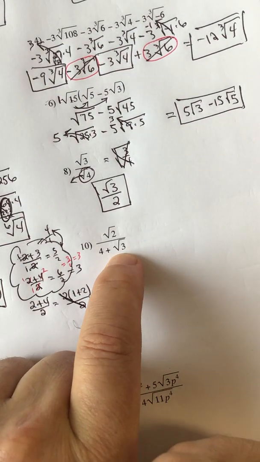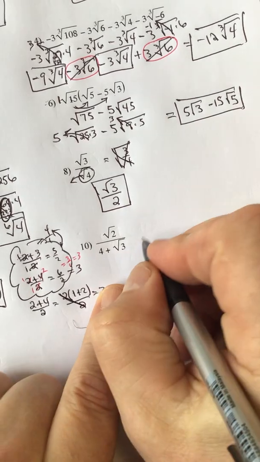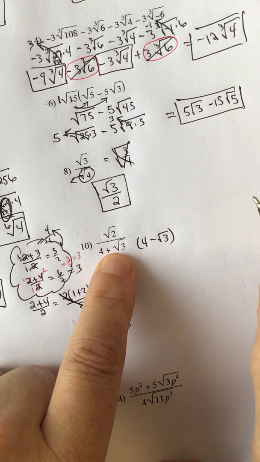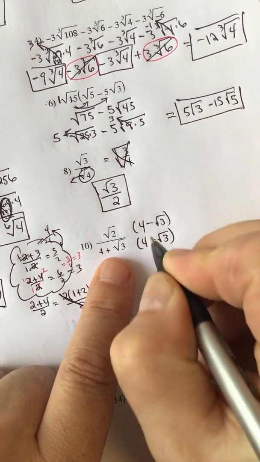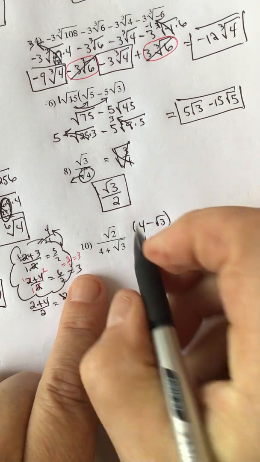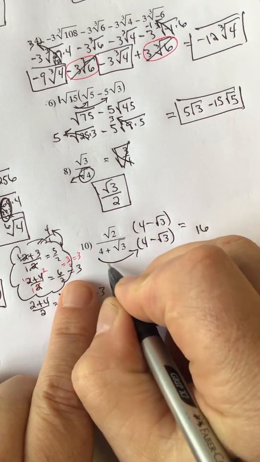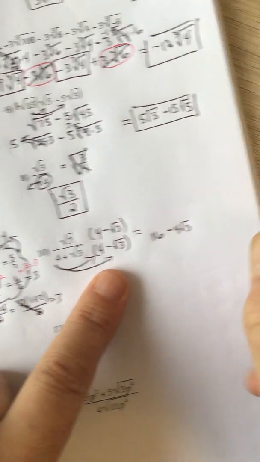Okay, the problem with 10 is it has a square root on the bottom, so we have to use that conjugate that we were doing one other time. Remember, the conjugate is the same numbers minus the square root. So up here we'll do 4 minus the square root of 3, and then you just multiply the whole thing together. 4 times 4 on the bottom there is 16. 4 times minus square root of 3 is minus 4 square roots of 3.